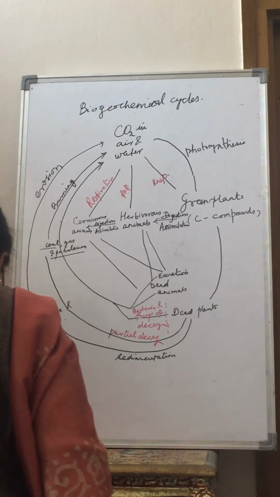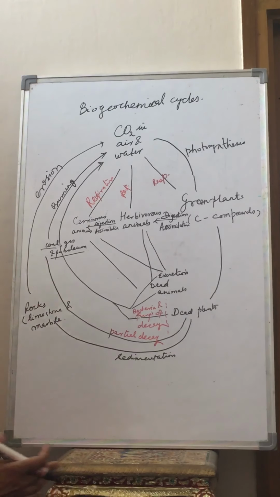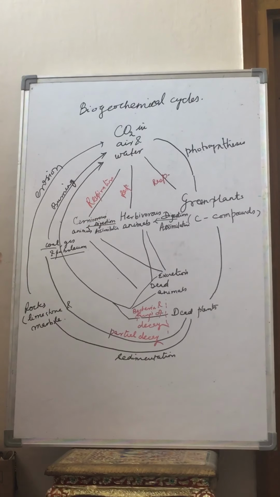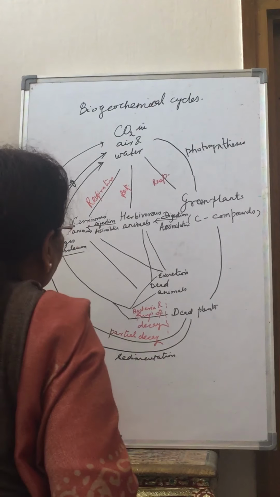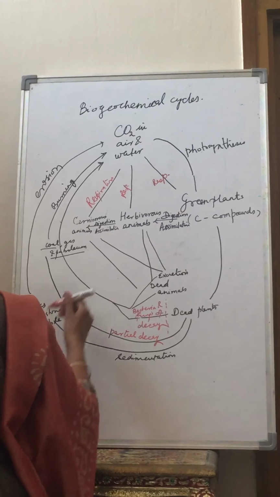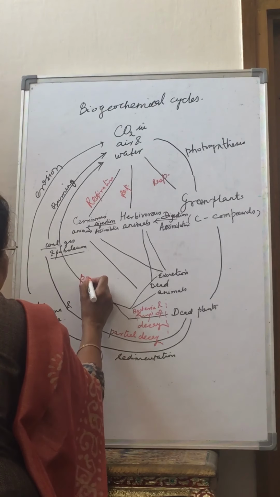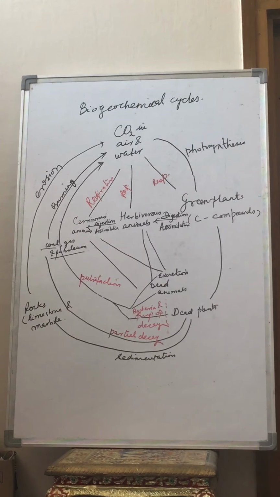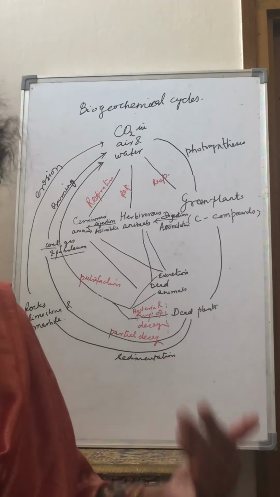So this is a complete cycle in which the carbon dioxide is taken up by the living component of the ecosystem, that is green plants, herbivores, and carnivores, and then by respiration, by decay, by putrefaction, by burning, it is released back into the atmosphere to be used again and again. This is how the carbon cycle operates in nature.